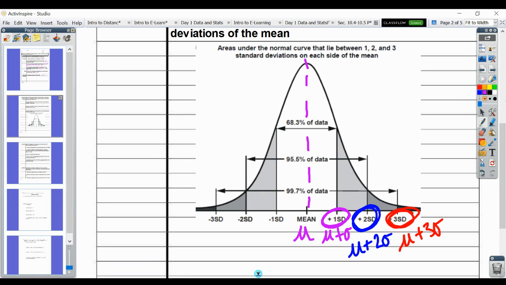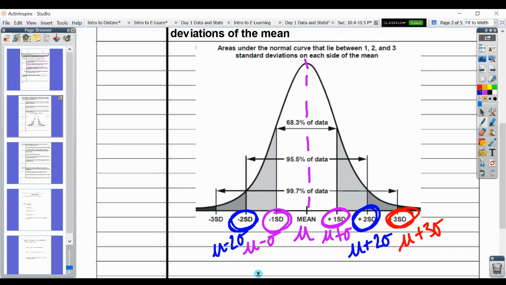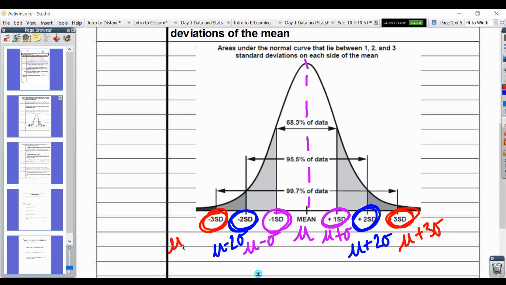And this works below the mean as well. So if you're one standard deviation below the mean, that's the same thing as mu minus sigma. If you are 2 standard deviations below the mean, that's mu minus 2 sigma. And then 3 standard deviations below the mean would be mu minus 3 sigma.